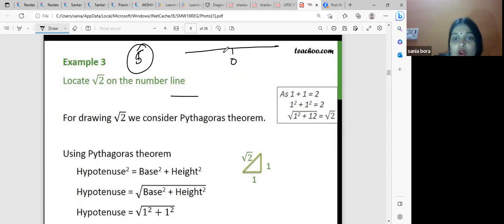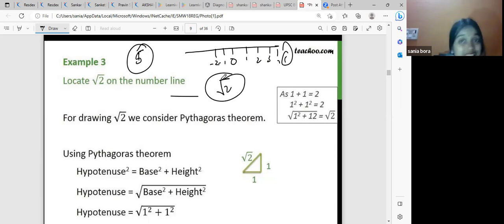You will put 0, 1, 2, 3, 4, and 5. This is the location, basically, of 5. Done. But under root 2 is not easy, because you don't know what under root 2 actually means, right?